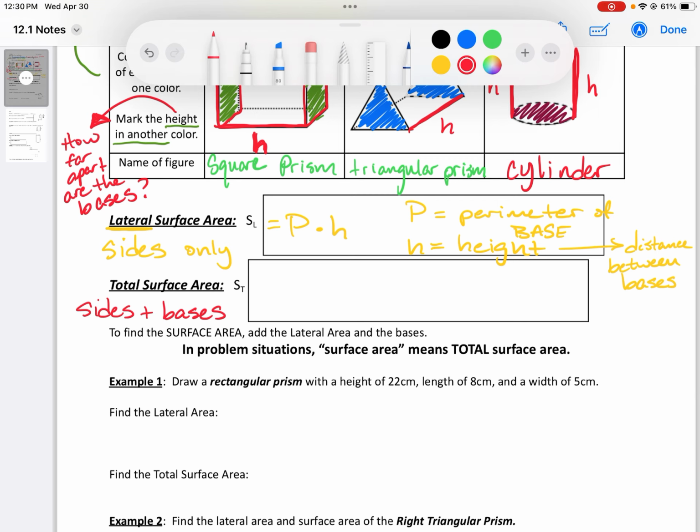This has a really similar formula to the one we just did. It's going to be P times H, because it's still the sides, plus 2B. And in this case, B stands for the area of a base.